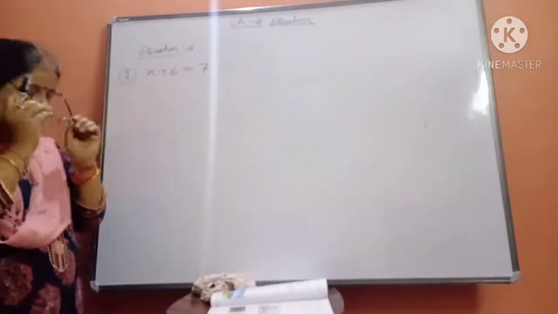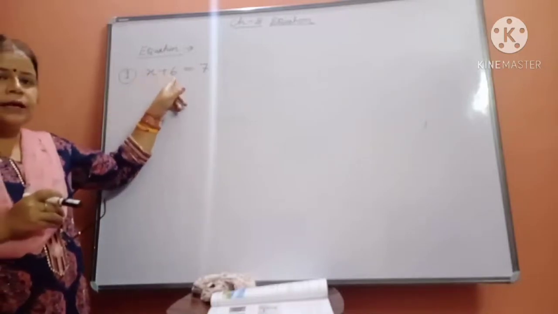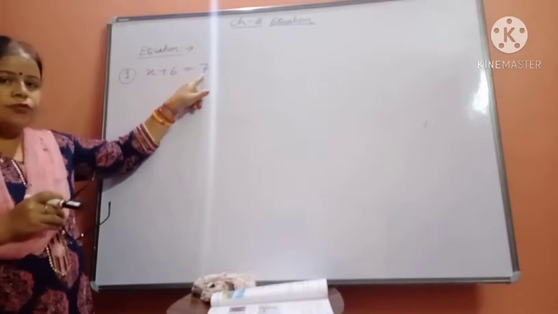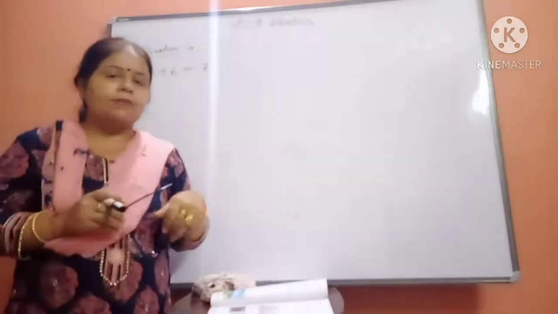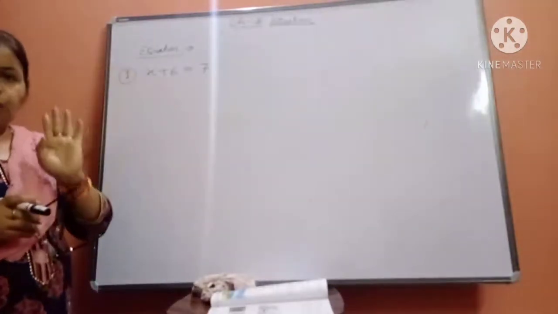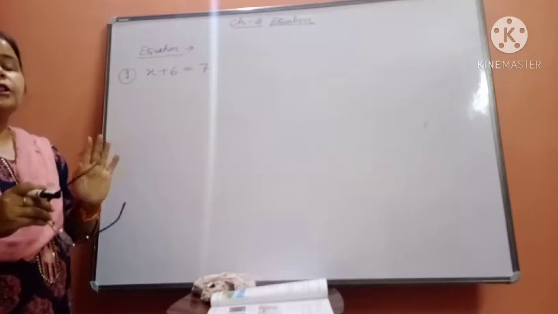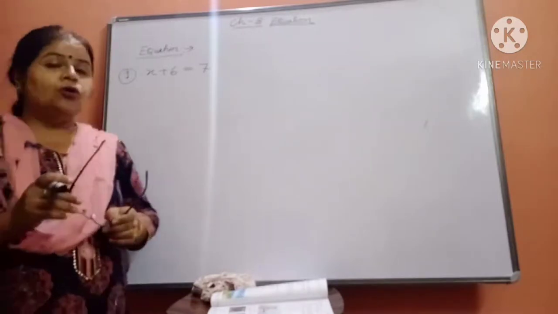Listen again, if you add 6 to an unknown number, what will you get? 7. So which number is such that if you add 6 to it you get 7? 1. It means the answer of x should be 1. Orally we have solved. Now we are going to do this with the help of the equation and the trial and error method.